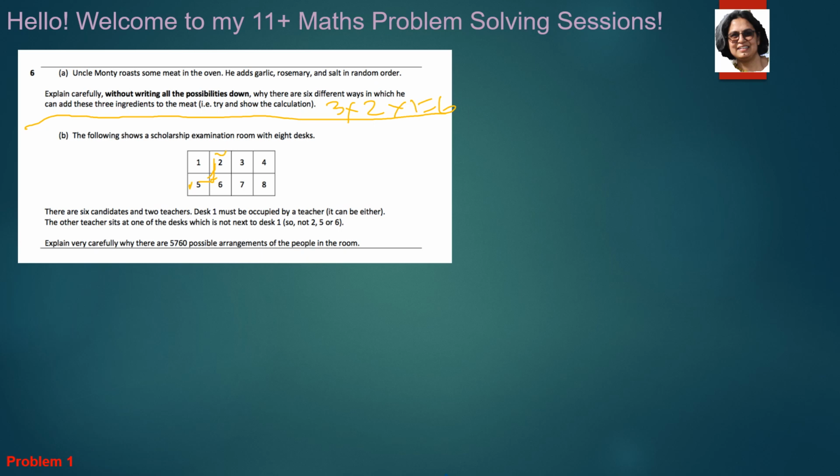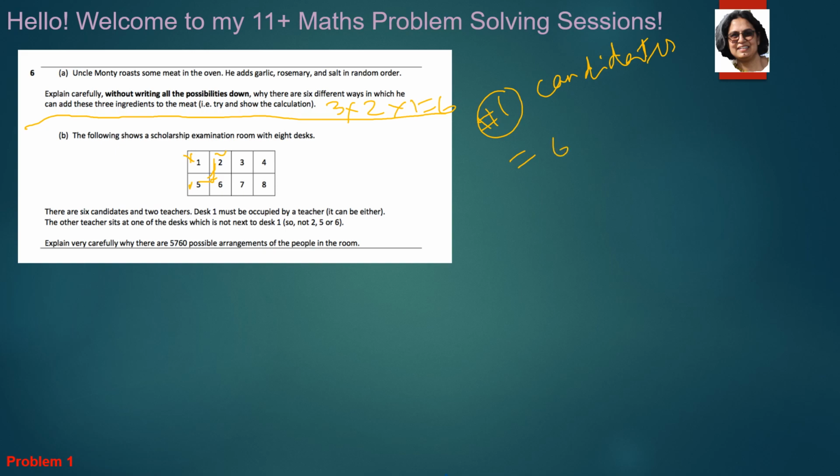And now the candidates can sit in any of the desks other than desk 1. So the candidates cannot take desk 1. Again, going by the previous example, we put in some options. Our number 1 option is, let's look at the candidates. How many ways can they take places? There are 6 candidates, and the number of places that these 6 candidates have.